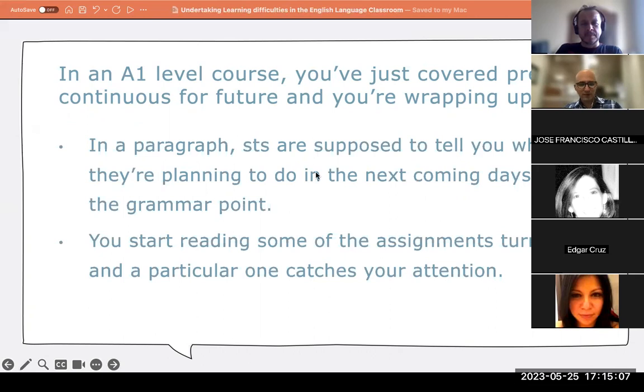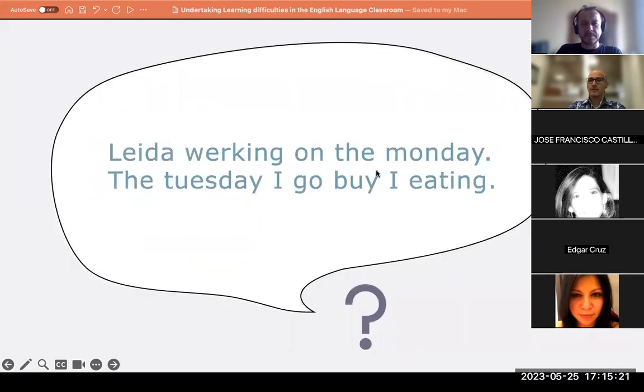And well, everyone does it. You start reading a couple of assignments. Everything seems to be going fine. And then something happens. You land on one, it kind of catches you off guard. And this is what you read in this assignment.